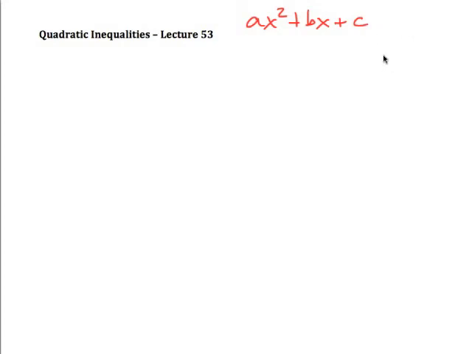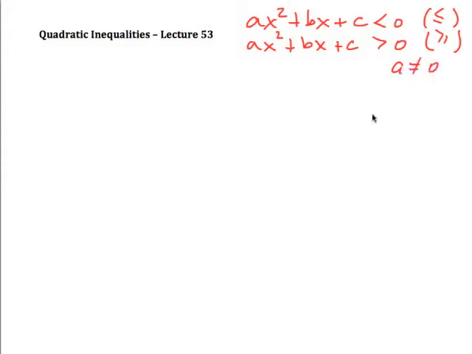So when we're talking about inequalities we can talk about this either being less than 0 or less than or equal to. We could use greater than or greater than or equal to. So we could have this being greater than 0, or we could have greater than or equal to. Same thing here, of course, a can't be equal to 0 or we wouldn't have a quadratic.